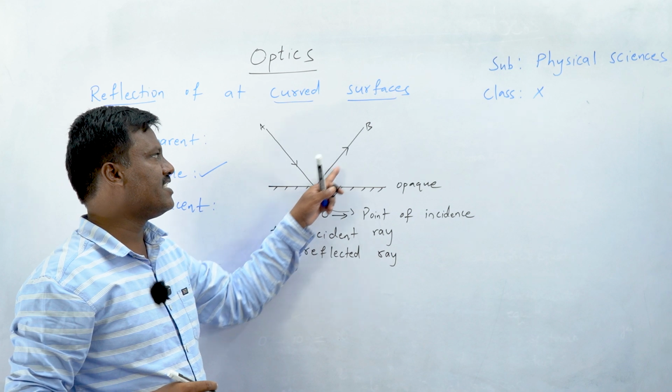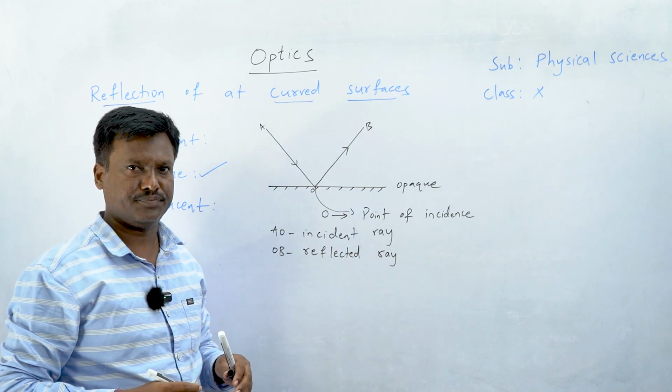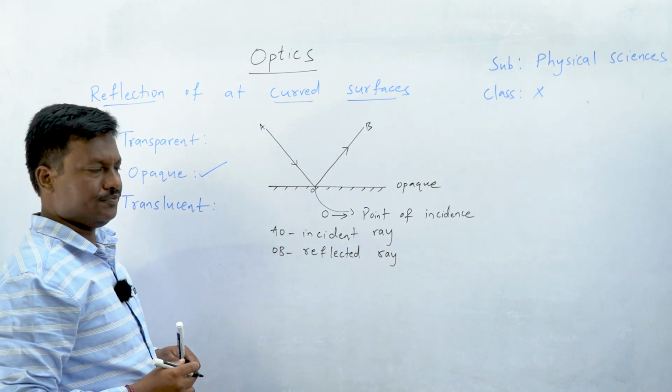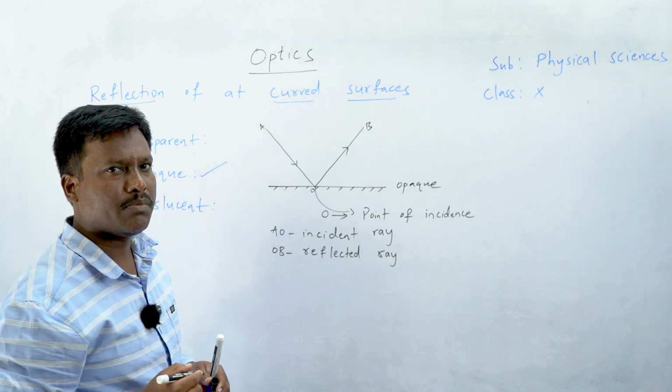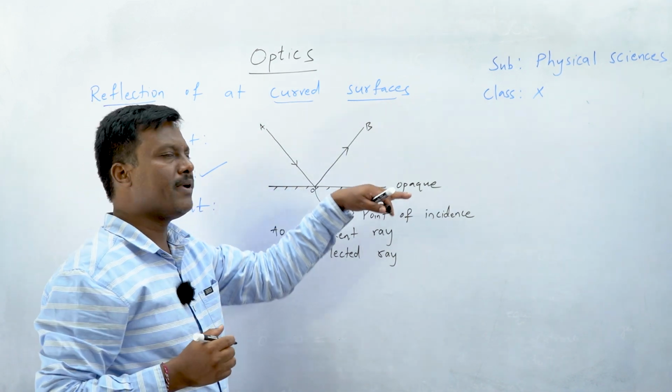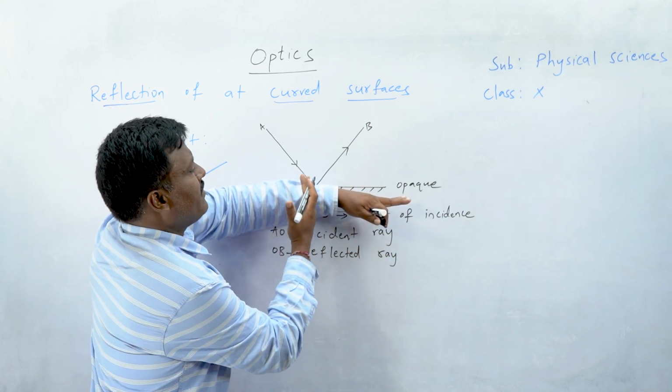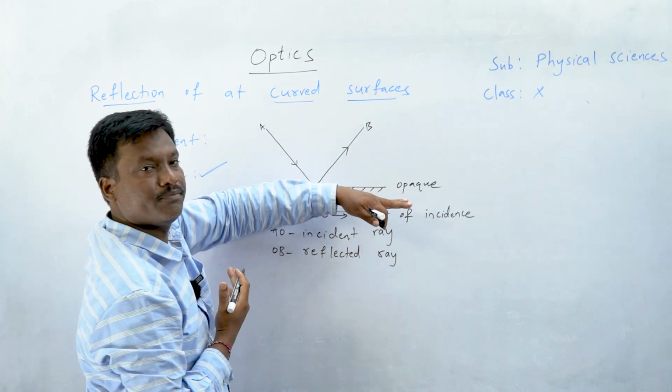This is the incident ray. This is the reflected ray. Okay, so now at the point of incidence, I am going to draw the perpendicular line to the opaque surface. This is the surface. To this surface, I am going to draw the perpendicular line.